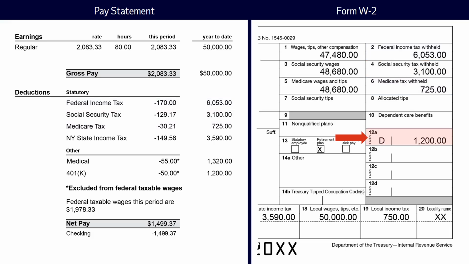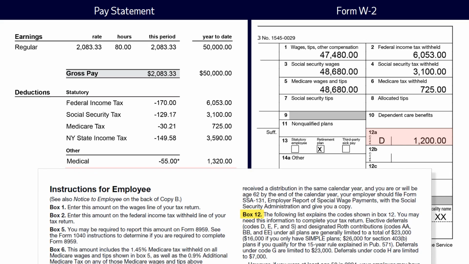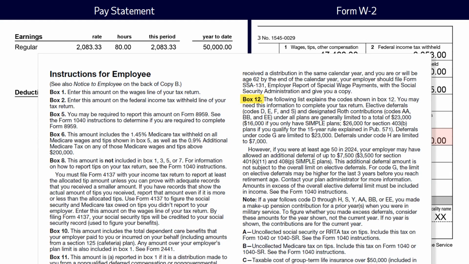Box 12 displays a variety of items, such as fringe benefits and retirement plans, along with the appropriate IRS code. Jackie's pre-tax 401k plan contributions for the year will appear here with the code D. Note, Code D tells the IRS that her contributions were to a 401k plan and made on a pre-tax basis. There are designated codes for the different plan types, as well as for the various fringe benefits. These codes are listed on the back of one of your W-2 copies provided by your employer.